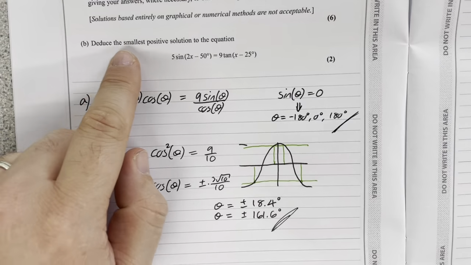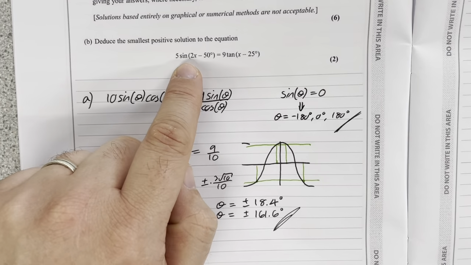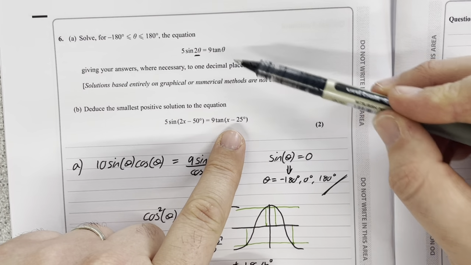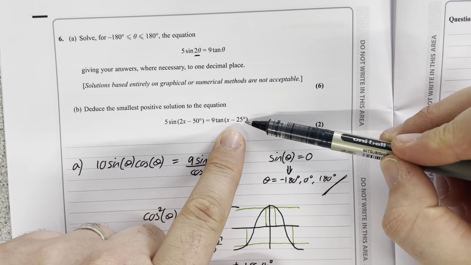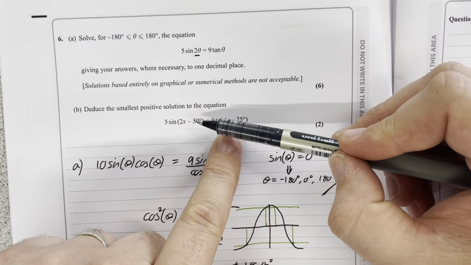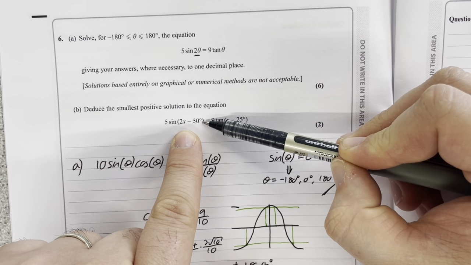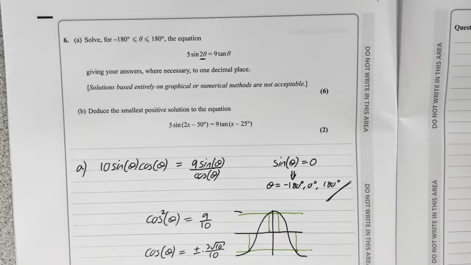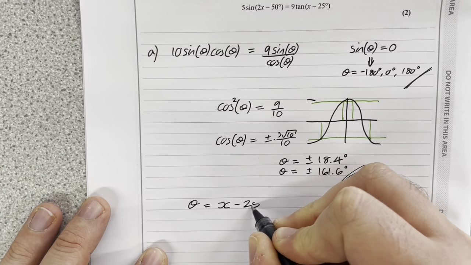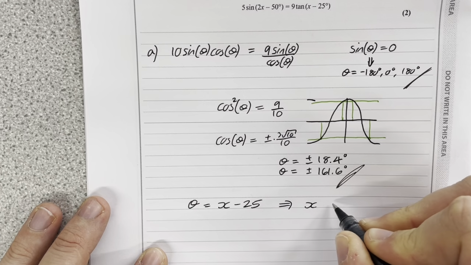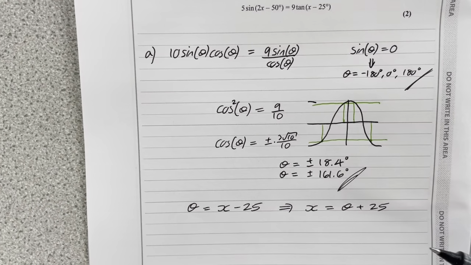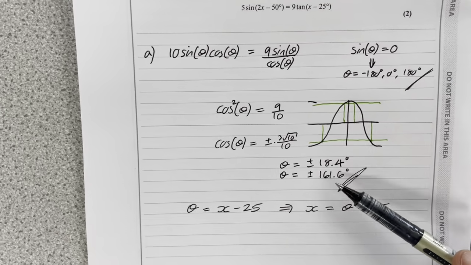Part B, deduce the smallest positive solution to this equation. Well, the thing to notice here is that to get from here to here, we've replaced theta with x minus 25. Okay, replacing theta with x minus 25 in both situations. So theta equals x minus 25. This implies that x equals theta plus 25.